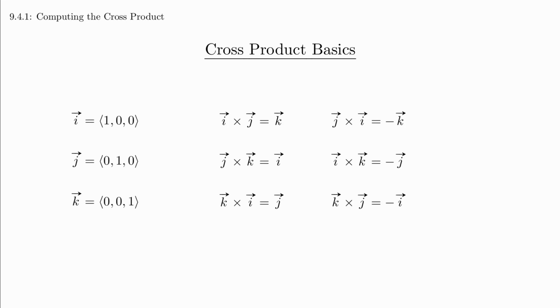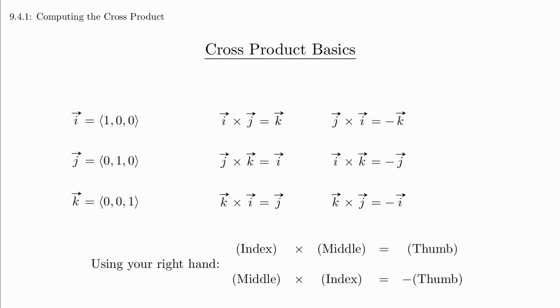The book introduces the cross product on the standard unit vectors in R3. The key fact is that we use the right-hand rule on a right-handed coordinate system to derive these values. The first term of the cross product is the index finger, the second term is the middle finger, and the result is the thumb. If we swap the order, then we have to turn our hand upside down to swap the positions of our index and middle finger.